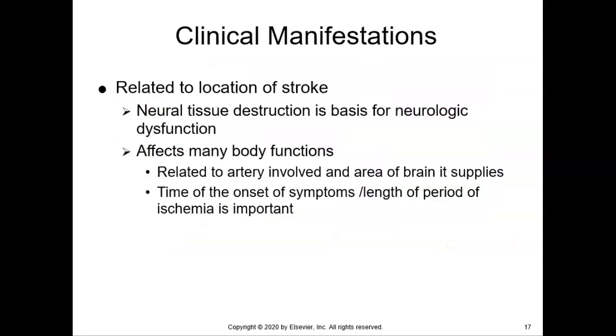All right, so clinical manifestations of a stroke, they don't vary that much between ischemic and hemorrhagic, and it is the result of the destruction of the neural tissue. So things that are affected would be motor activity, which is the most obvious. So we'll go through some of these things, okay?